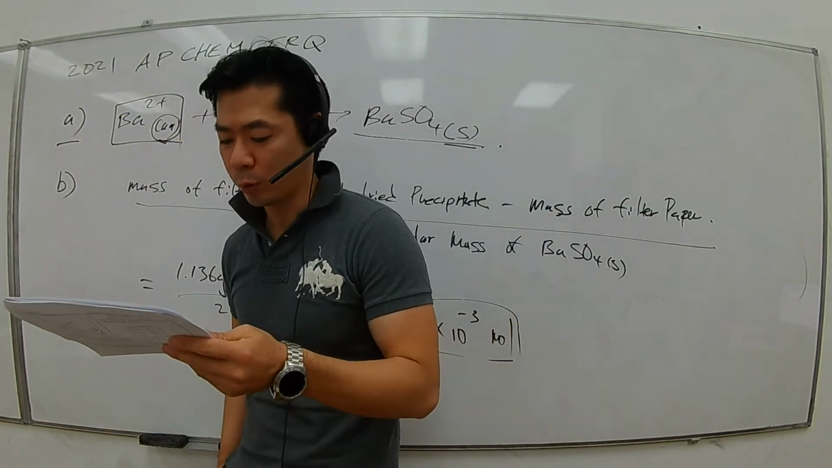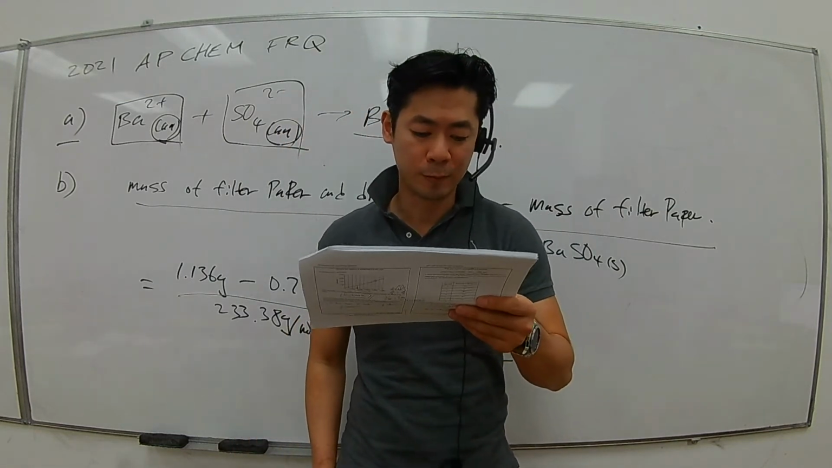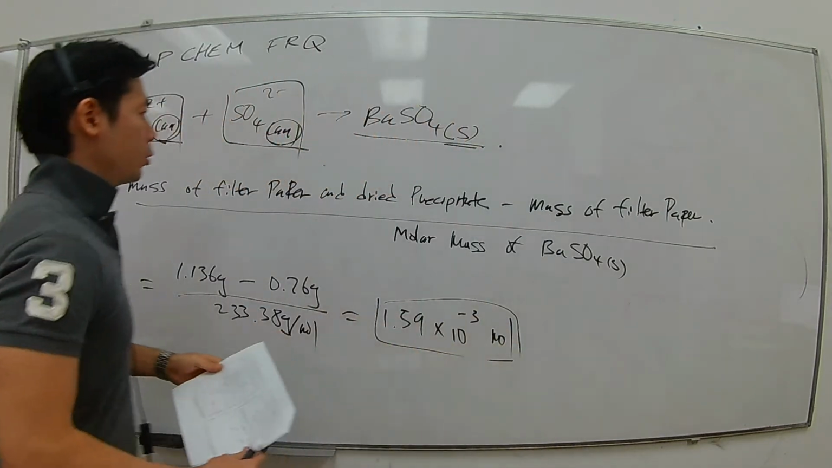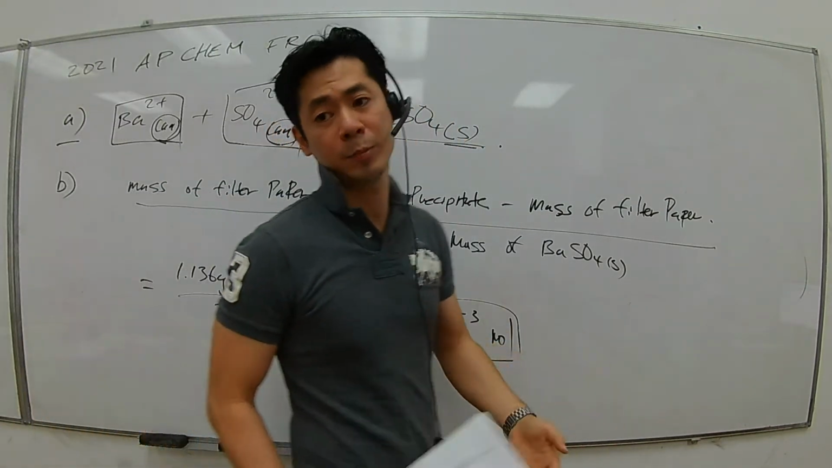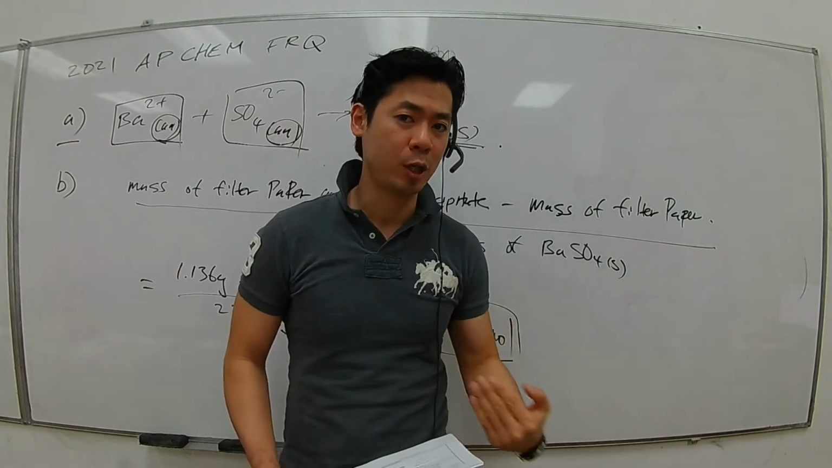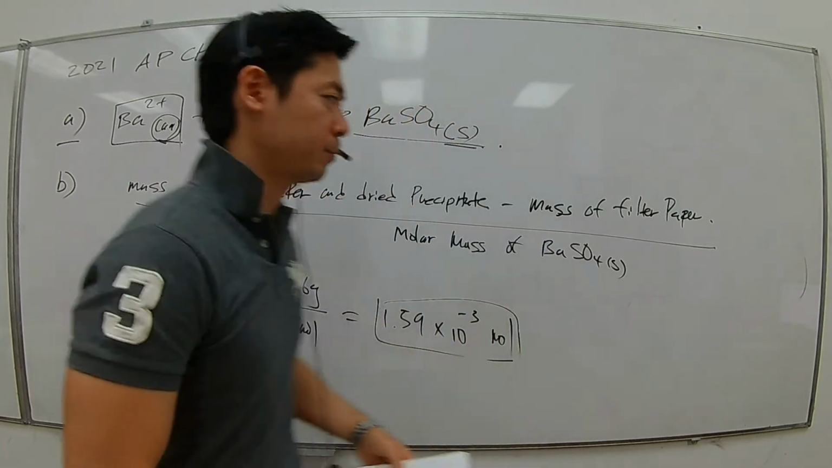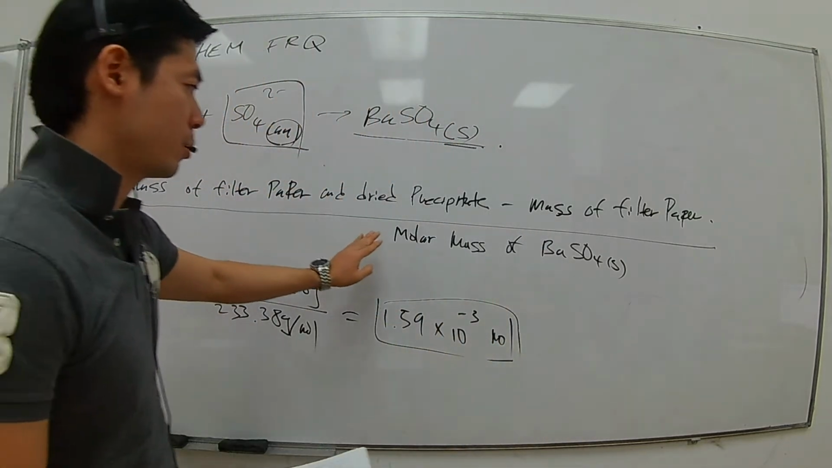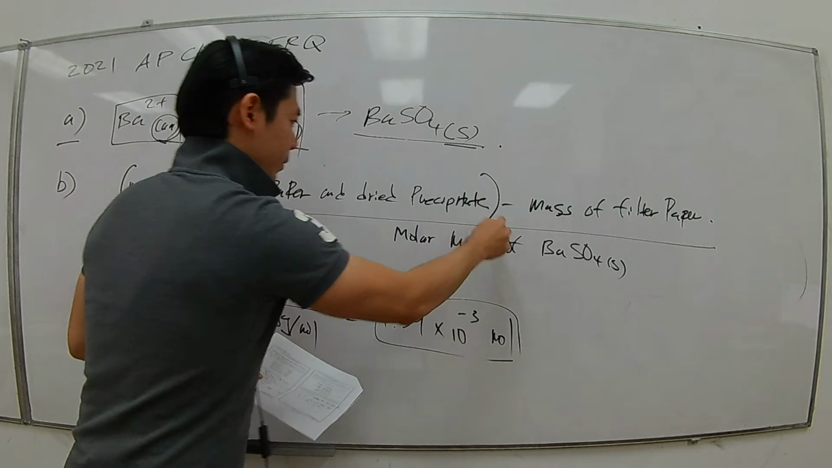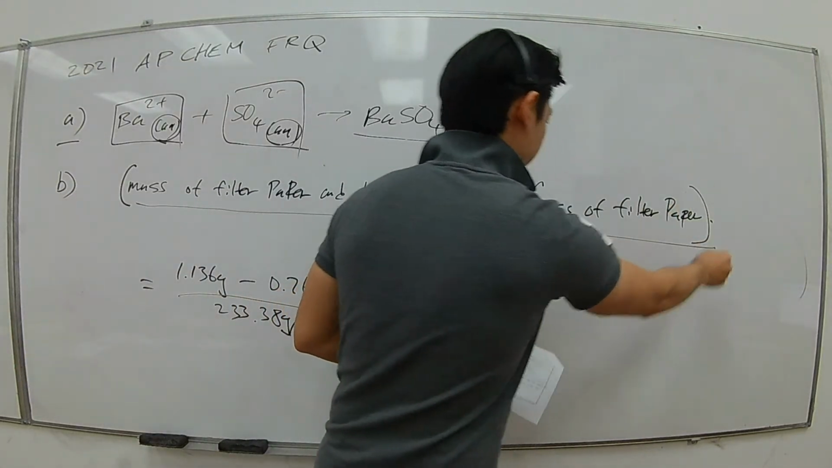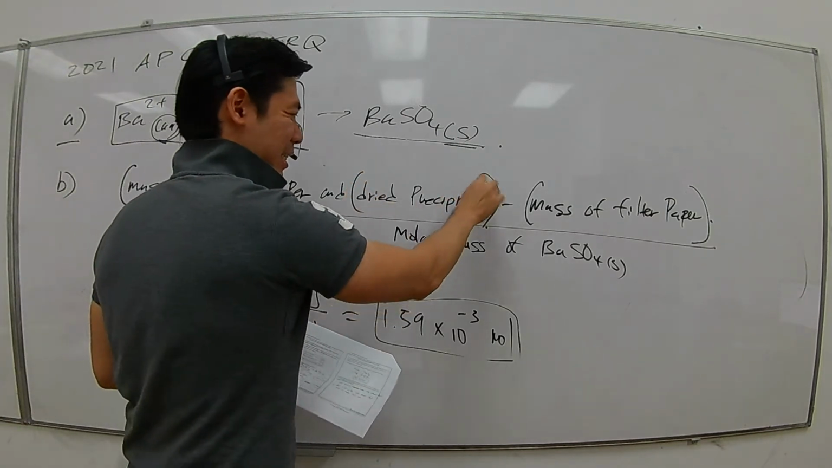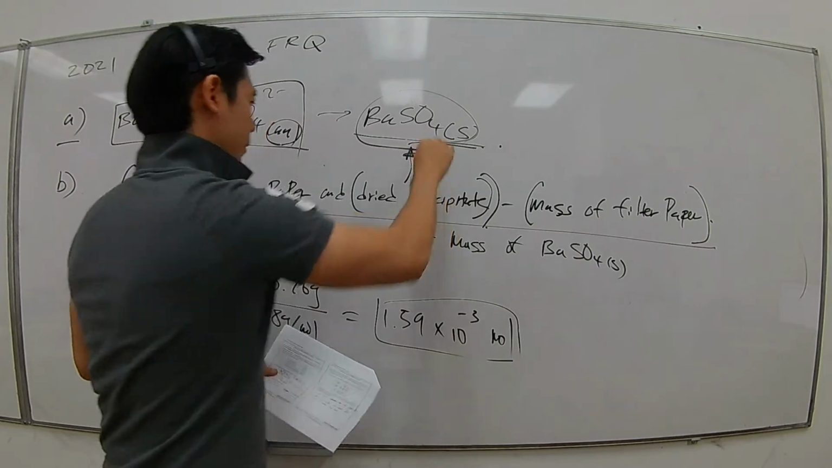And part B of the question, guys: calculate the number of moles of the precipitate formed. So they're asking how many moles of barium sulfate have been created. To get the number of moles, you have to get the mass of the barium sulfate and divide it by the molar mass. So how do I get the mass of the barium sulfate? Based on the data, you can subtract the mass of the filter paper from the mass of the filter paper and the dried precipitate. This is the mass of the barium sulfate.